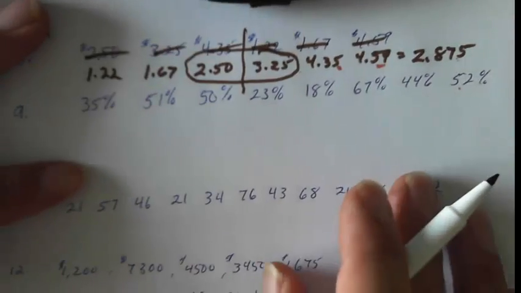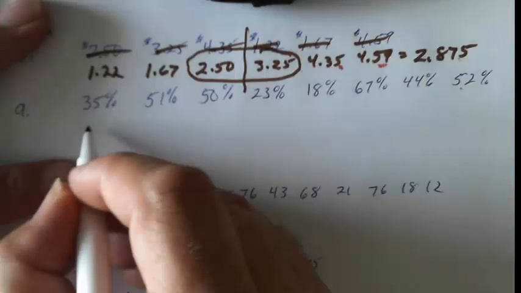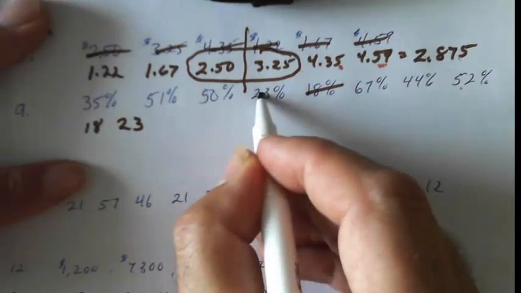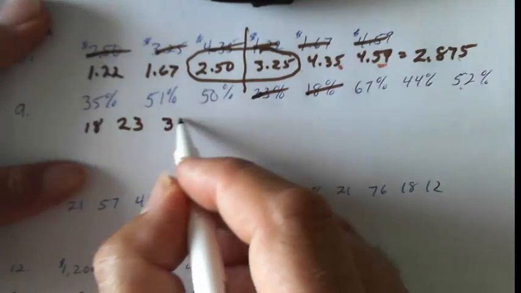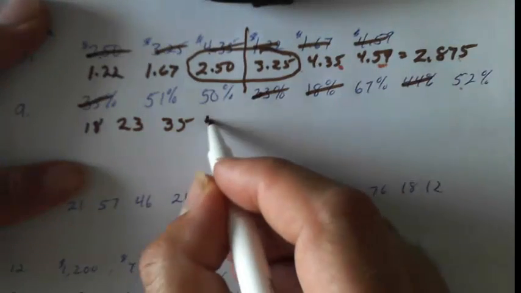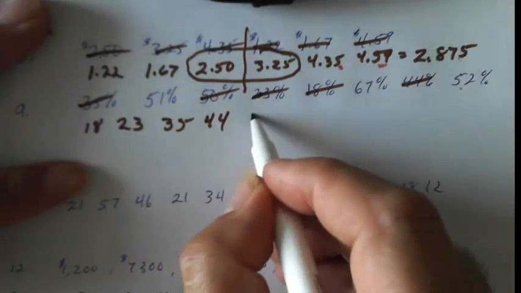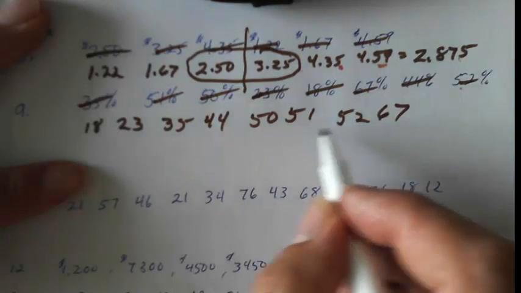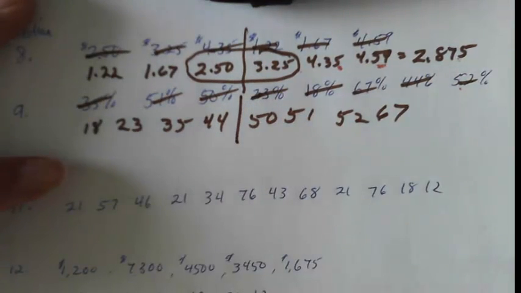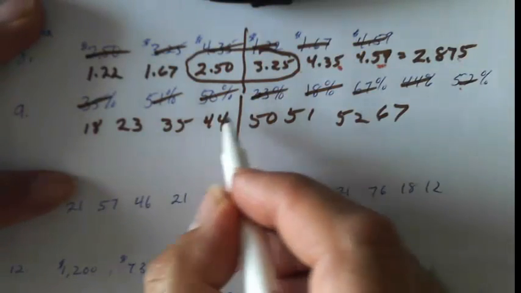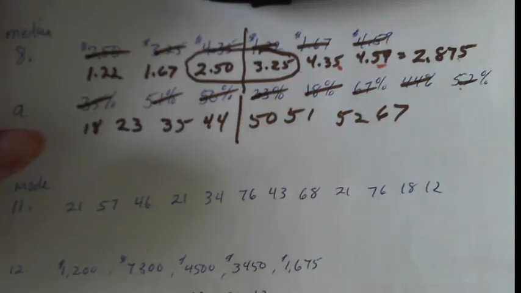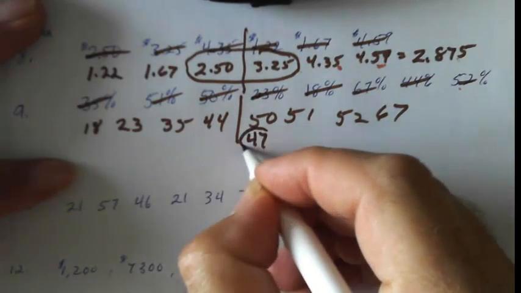Let's do another example. Okay, so as we're going through here, looks like 18, 23, 35, 44, 50, 51, 52, 67. So 2, 4, 6, 8. So again, we're another one of the examples where we have no true middle value. So we're averaging 44 and 50. So we add that up. We would get 94 divided by 2 then is going to be 47.